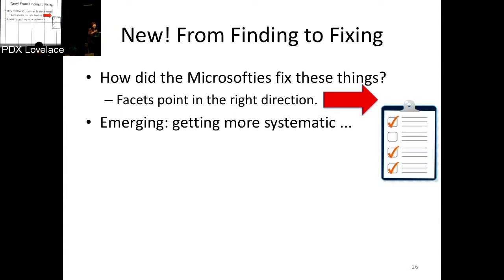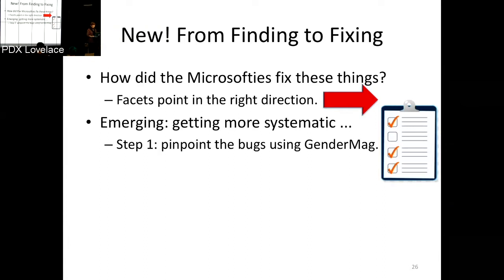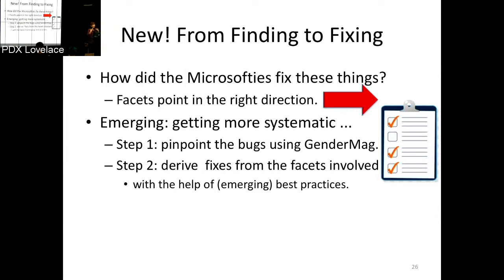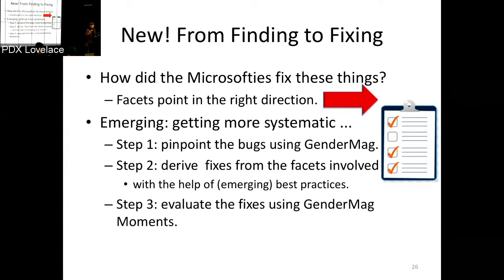So you find something, you come up with a solution based on the facet that you found it with, and then you try GenderMagging it again to see whether you think things got better. Okay, so that's how they've been doing it very recently. So step one, they pinpoint the bugs using GenderMag. Step two, just as I said, they derived the fixes from those facets. Step three, they evaluate the fixes again using a sort of a discount thing that we do called GenderMag moments.